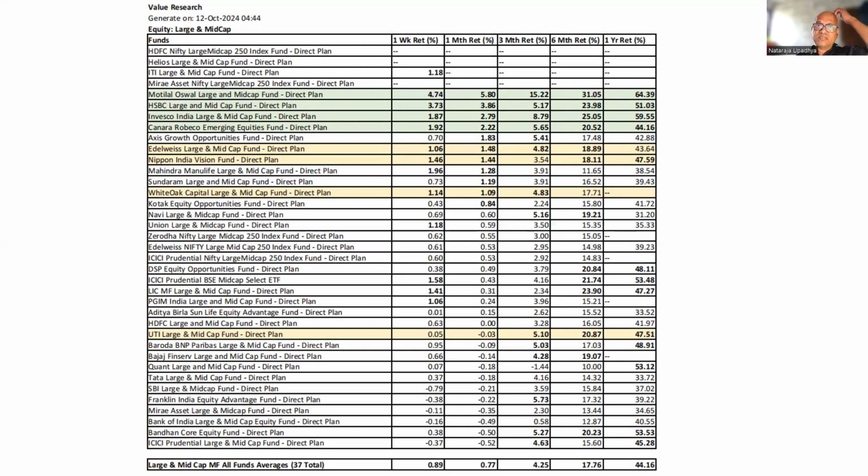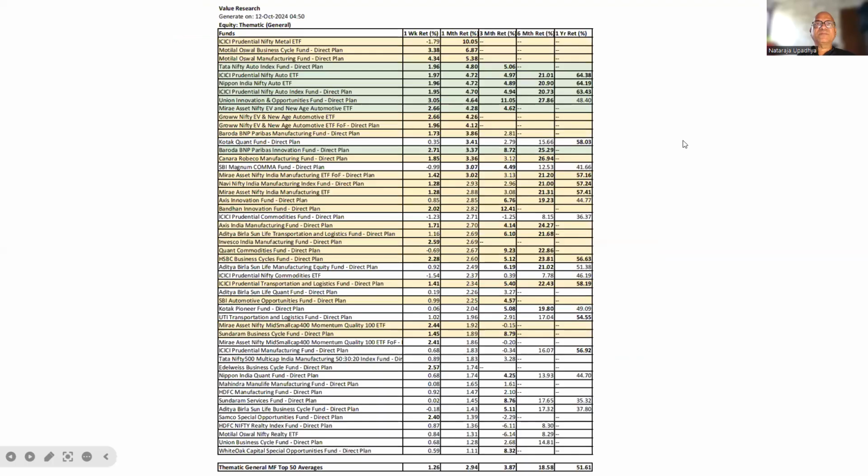Further, the funds which are above 2% weekly return are Motilal Oswal Large and Mid Cap Fund and HSBC Large and Mid Cap Fund. There are none among the amber. So there are one or two investment worthy funds here.